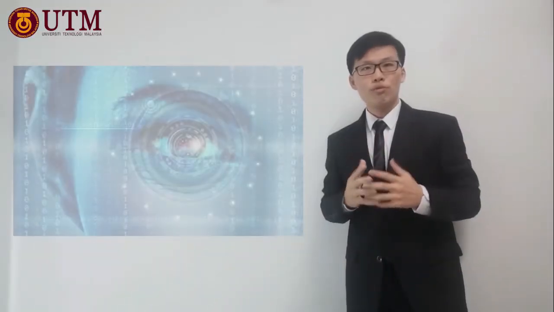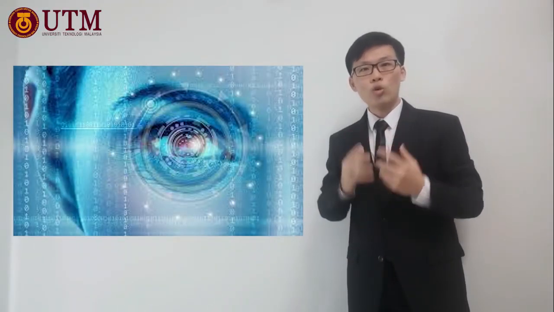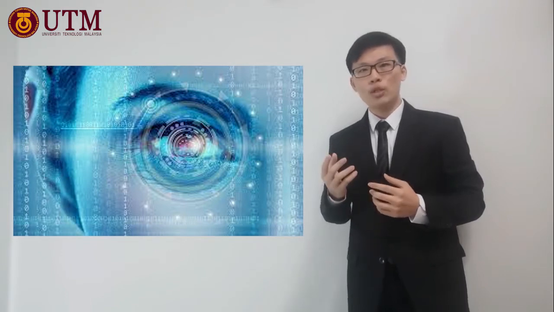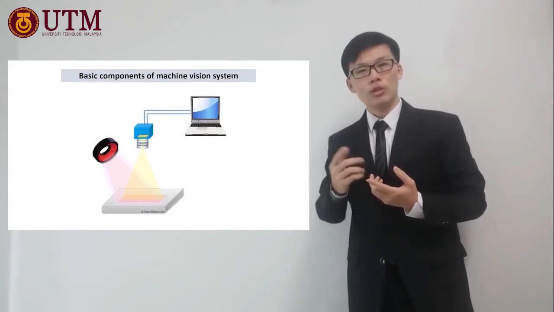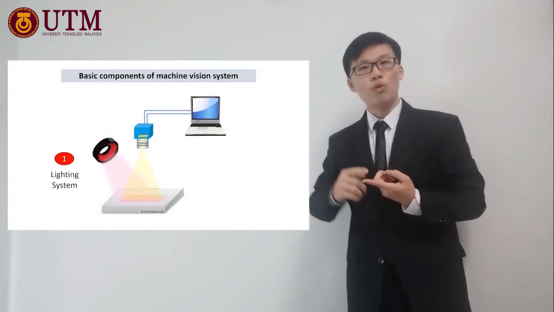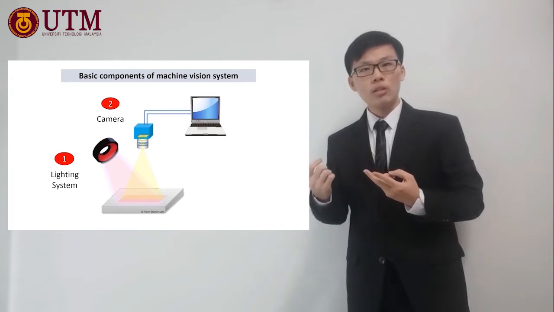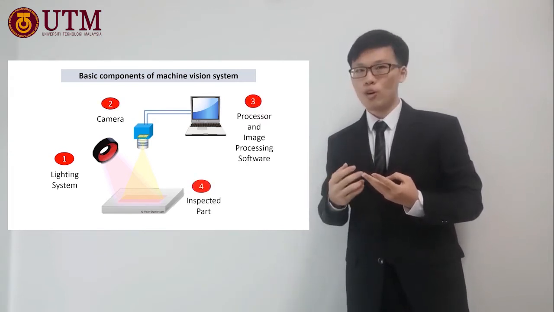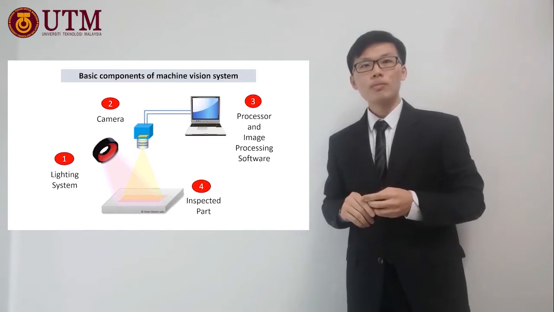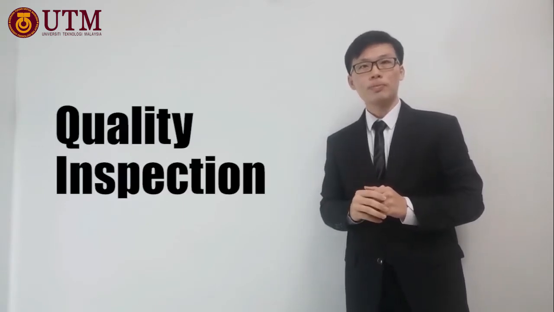So what is machine vision? Machine vision is the automatic extraction of information from digital images. In a machine vision system, there are some basic components, which include a lighting system to provide illumination, a camera to capture the image, a processor and image processing software, and of course, an inspected part. The machine vision system has a wide variety of applications, and one of them is quality inspection.